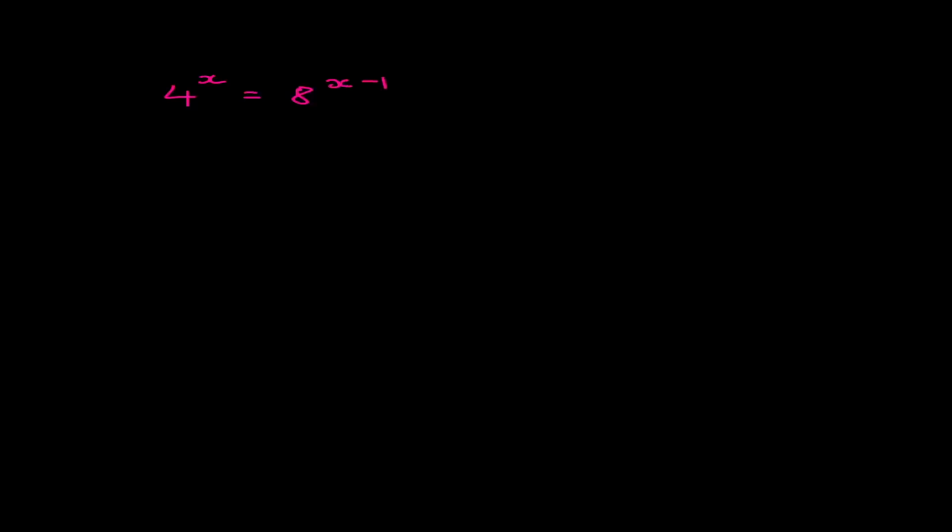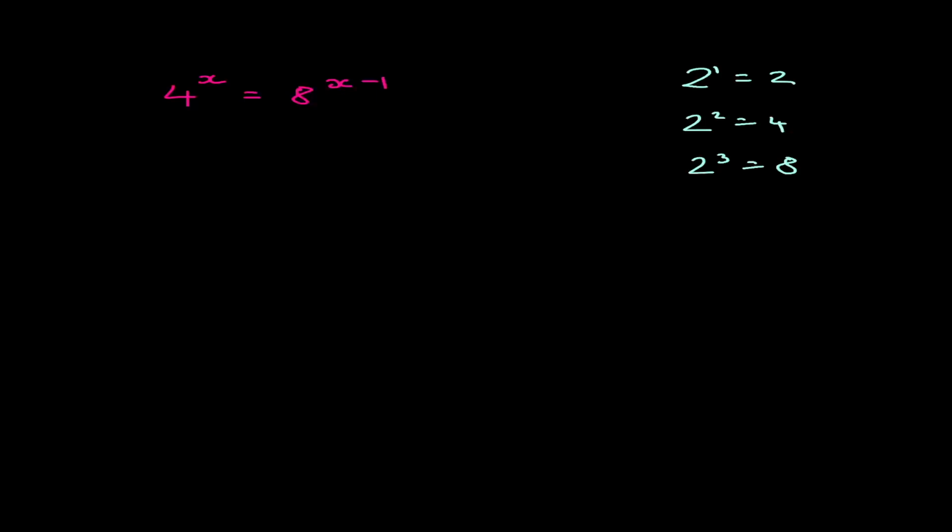So the fourth one, 4 to the power of x equals 8 to the power of x minus 1. Okay, so there's no way we could write 8 as 4 to the power of something, because 4 to the power of 1 is 4, 4 to the power of 2 is 16. But 4 and 8 can both be written as 2 to the power of something, right? Because remember, 2 to the power of 1 is just 2, 2 to the power of 2 is 4, 2 to the power of 3 is 8. So we can have a base of 2.